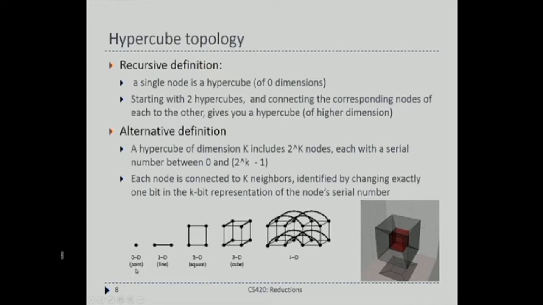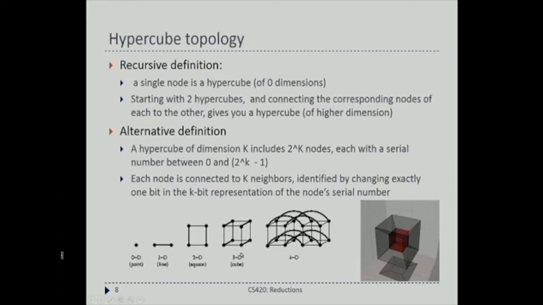How many neighbors do I have in a hypercube of 1 dimension? If I'm 1-dimensional, I have 1 neighbor. I am this guy, I have 1 neighbor. In 2-dimensional, I have 2 neighbors. Why? Because in 3-dimensional, I construct 2 previous things and then connect them. That means I have 1 extra neighbor in that extra dimension which connected it, right?